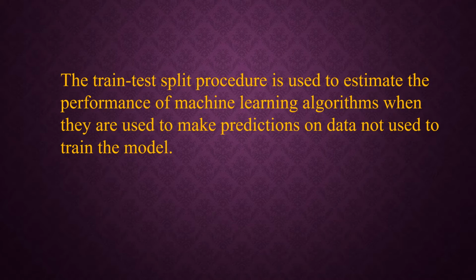The train test split procedure is used to estimate the performance of machine learning algorithms when they are used to make predictions on data not used to train the model. So what are we doing over here? We are trying to estimate the performance of the machine learning algorithm when they are used to make predictions on data not used to train the model. This definition may look a bit difficult in the beginning, but I will explain it to you with an example.